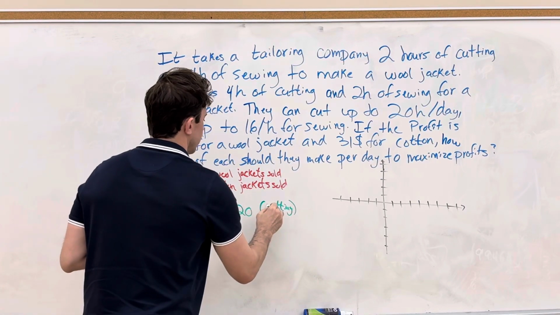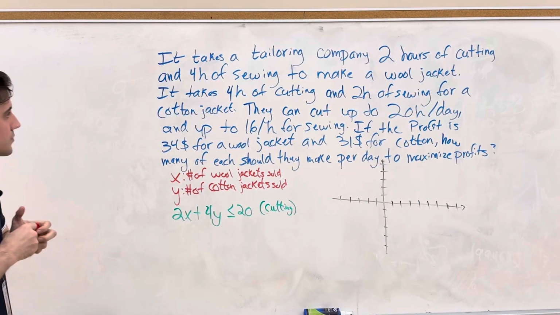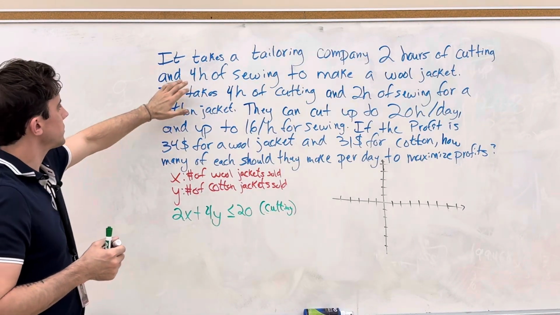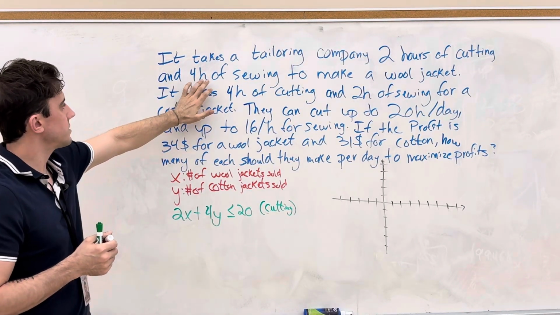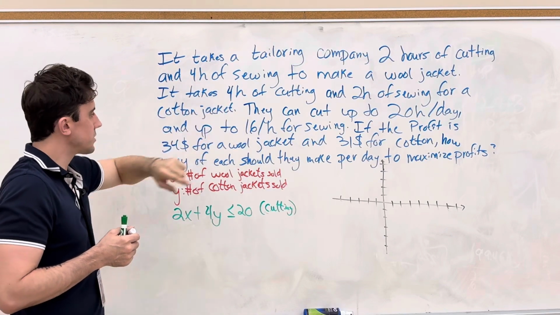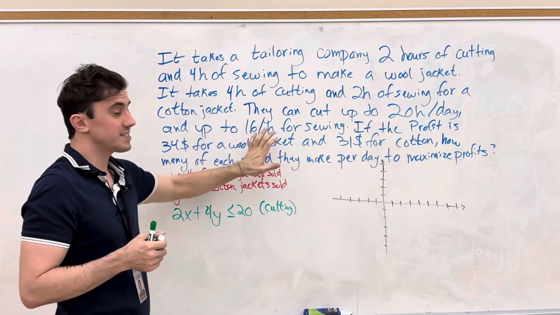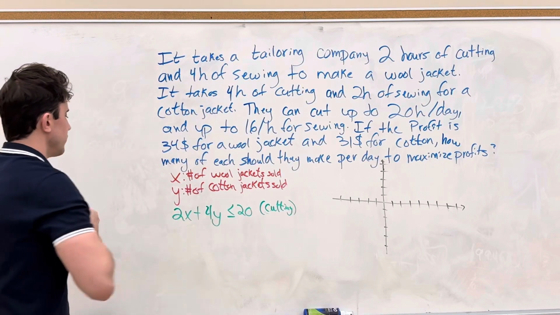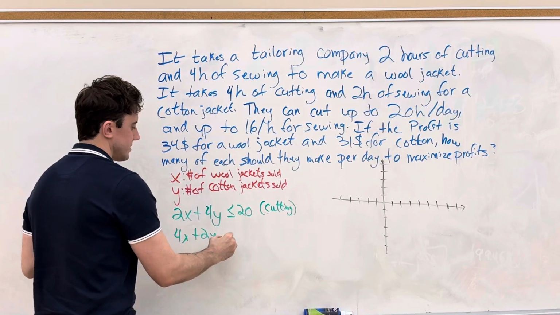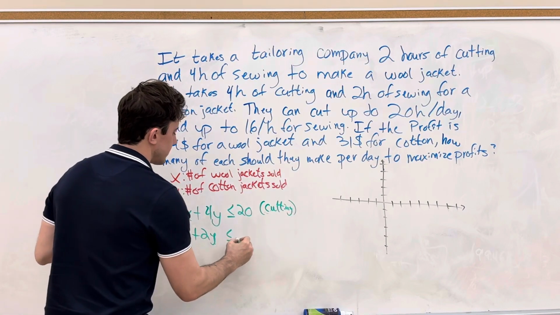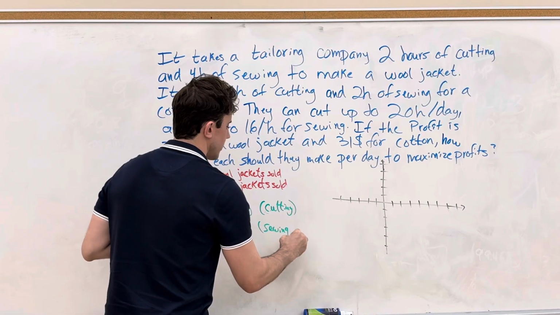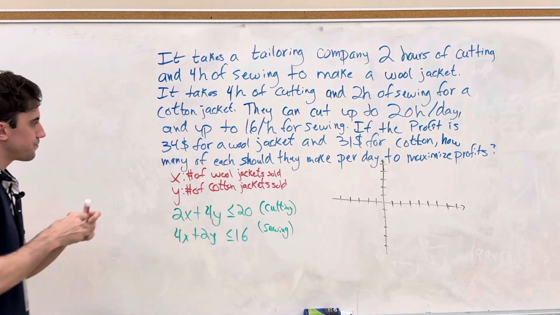Next, we'll have a second restriction from the sewing. The first line says that wool jackets require 4 hours of sewing and cotton jackets only 2 hours of sewing, and we can sew for up to 16 hours a day. So this one you might be able to write on your own right away: 4X plus 2Y is less than or equal to 16. Again, this is from the sewing necessities.